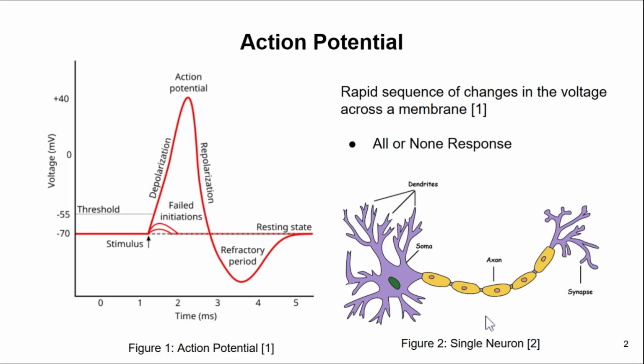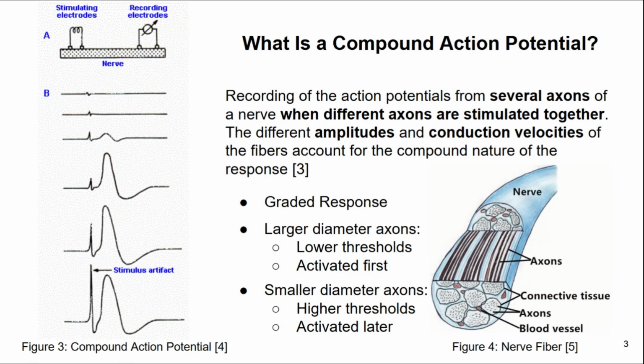But what if we have multiple neurons present in a nerve fiber? Will we be able to see the same all or none type of response, or will there be something else? Let's explore. Let's do an experiment. Here is a nerve fiber containing multiple neurons and supporting blood vessels, myelinated sheaths, and connective tissues. So here is a nerve. We are providing a stimulus to this end, and we are measuring the signal here.